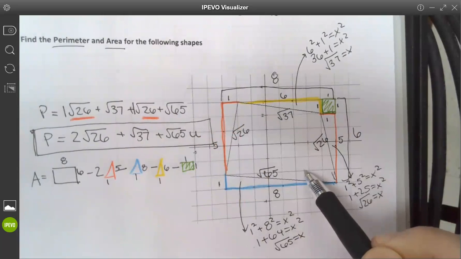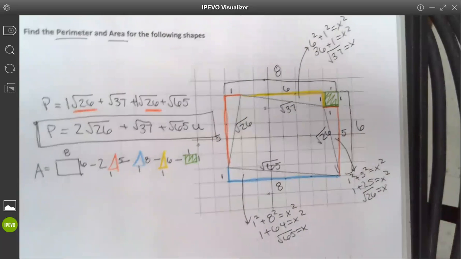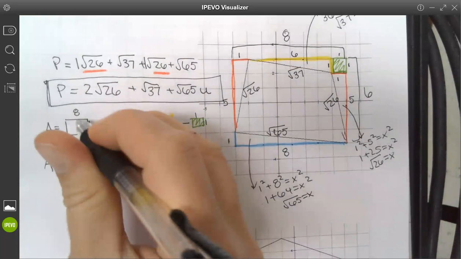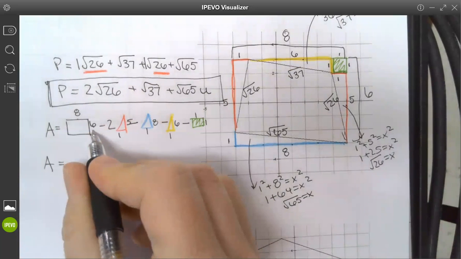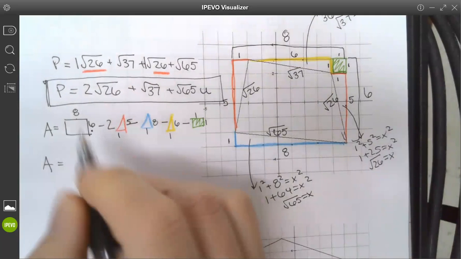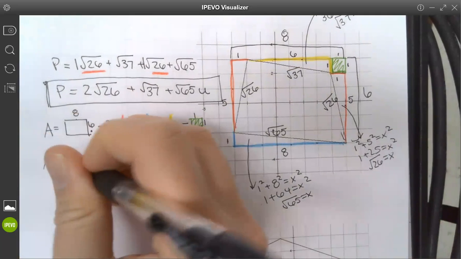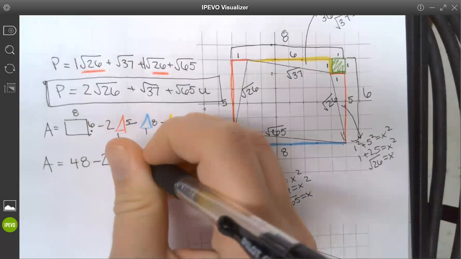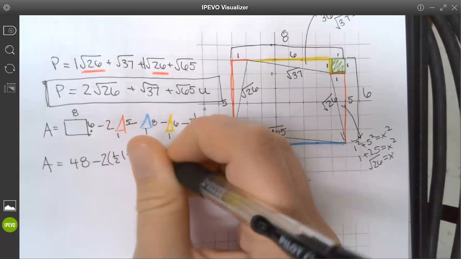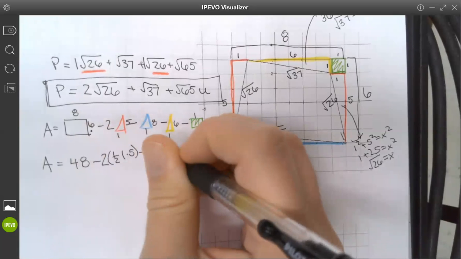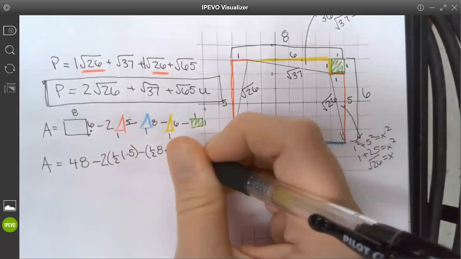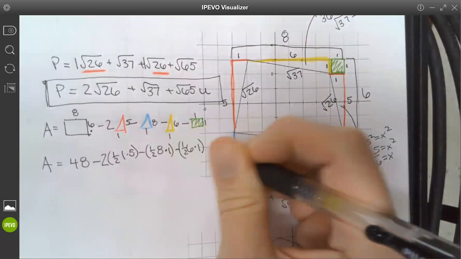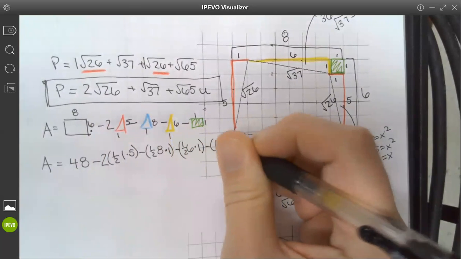Okay. And for triangles it's 1/2 base times height, for rectangles base times height. So base times height here gives me what total area for the outside full shape? Yep, 48. Subtract, and I like to write out my triangles. 1 times 5, subtract 1/2 8 times 1, I'm totally not going to have space, subtract 1/2 6 times 1, subtract 1 times 1.